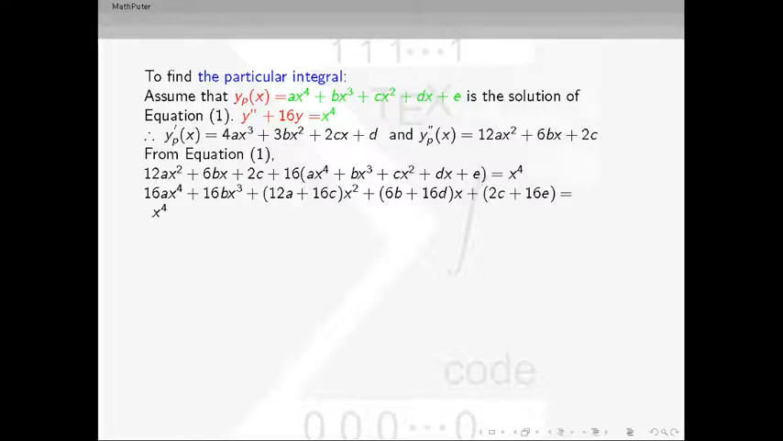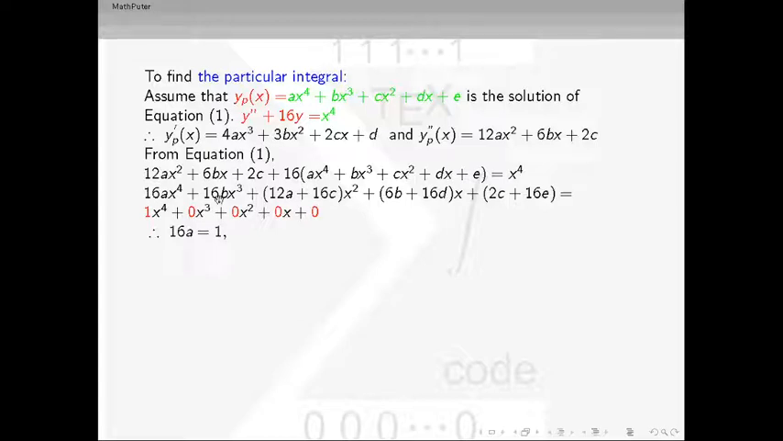This is equal to x raised to 4, right? Now how I am representing x raised to 4: x raised to 4 plus 0x cube plus 0x square plus 0x plus 0. Okay, so 16a is equal to 1 because 1 is the coefficient of x raised to 4, right? So the first equation is this.